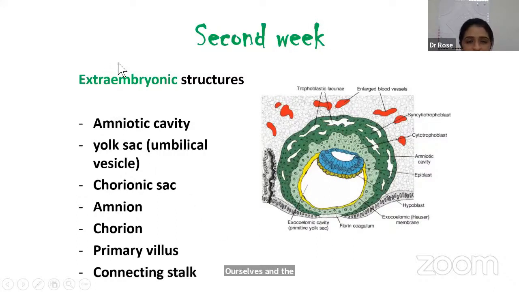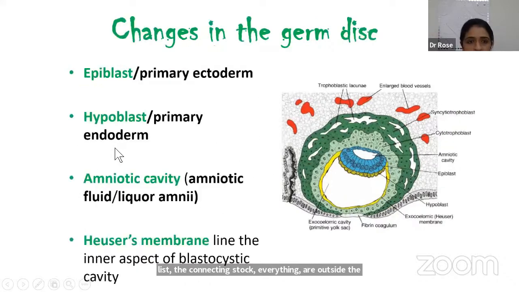So, some of the extraembryonic structures formed in the second week. These all you can get as options. So you should know what the extraembryonic structures are: the amniotic cavity here, the yolk sac, the chorionic sac between these. Then you have the amnion, then the chorion, the primary villus, the connecting stalk. Everything is outside the embryo, so you call them extraembryonic structures.